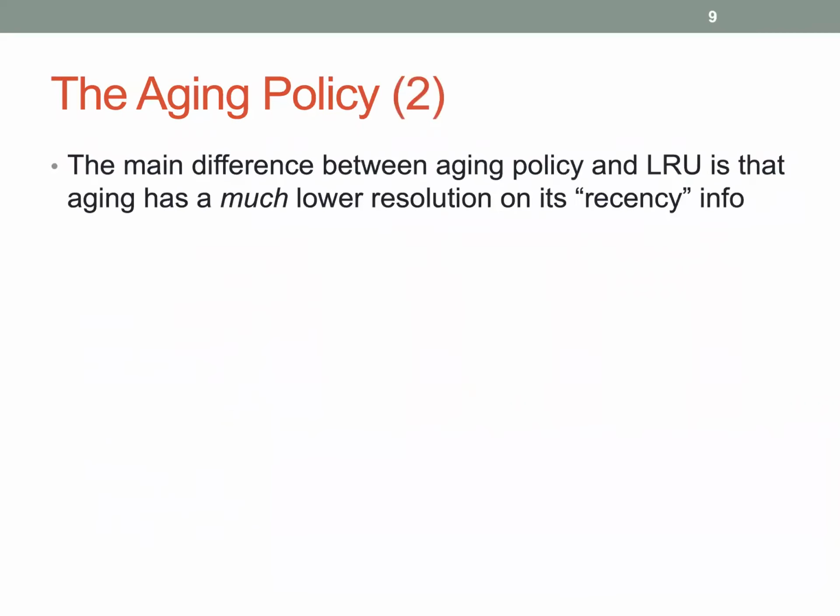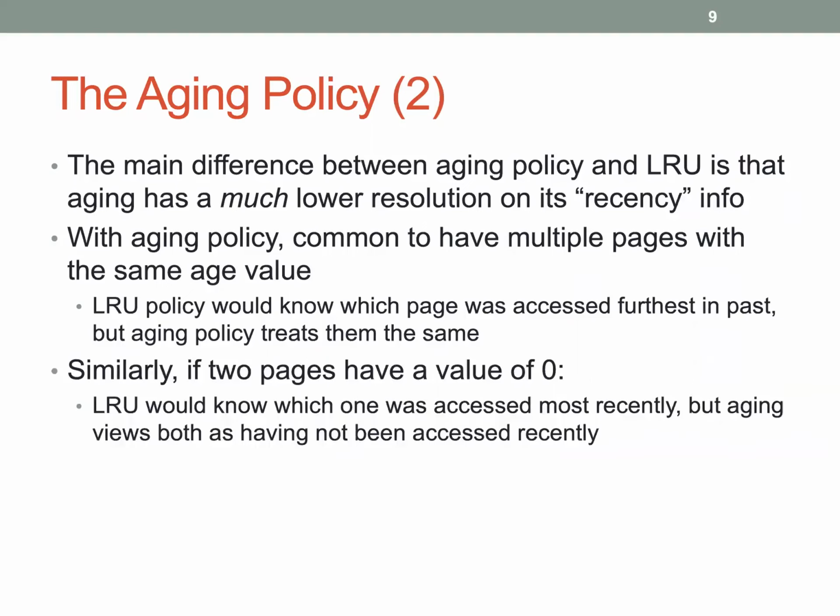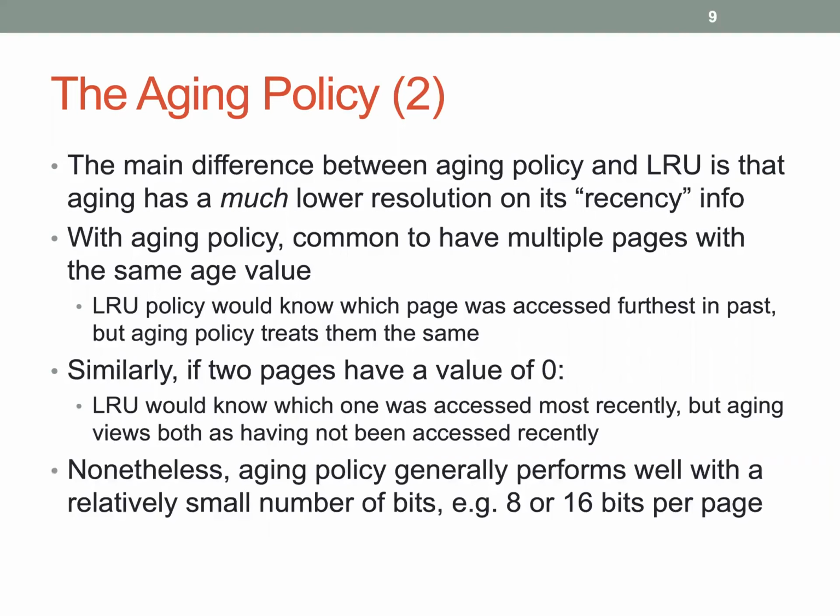Okay, let's see. The main difference between aging and LRU is aging has very low resolution on the information it considers. So you frequently saw in the example I just showed you that you have multiple pages with the same age. Aging doesn't distinguish between them. LRU would be able to. Also, if you have two pages with a value of 0, which means not accessed recently or frequently, then LRU would be able to distinguish between them, but aging does not know. So it's an approximation. That's what we really mean by this.